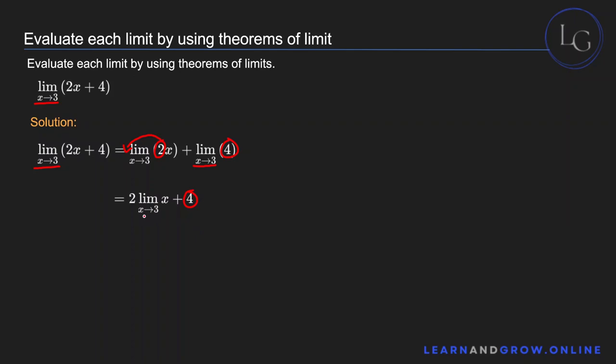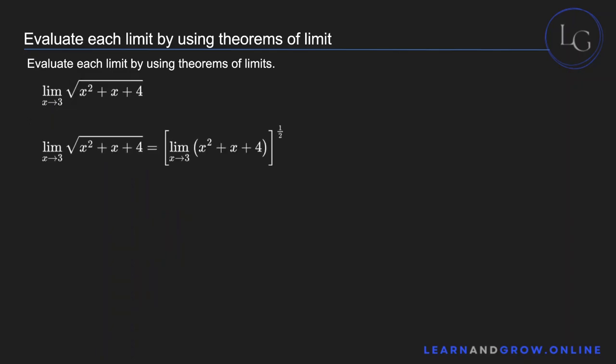Now, the limit of x as x approaches 3 is just 3, right? So 2 into 3, and that becomes 6 plus 4, which is 10, right? So this is just a very simple example. Now let's see this example over here.